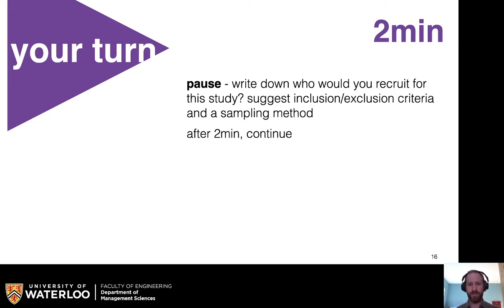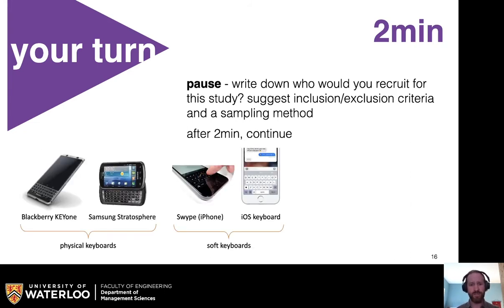So now please pause and write down who would you recruit for this study. Suggest inclusion and exclusion criteria and a sampling method. Take 2 minutes and then resume the video. Go.